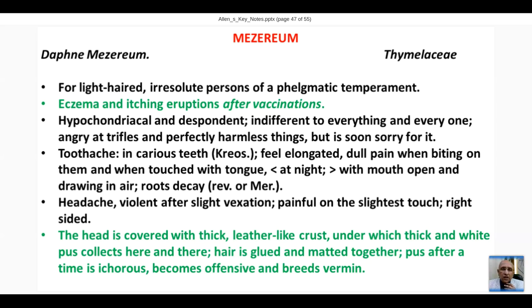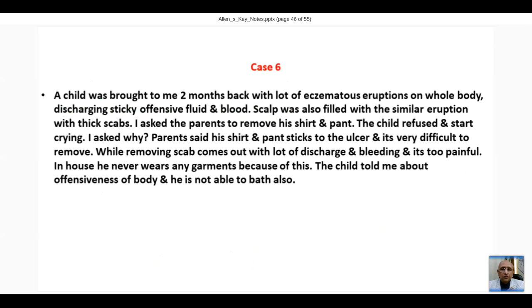We will go ahead with one more case that is very important, which taught me a lot regarding the... just a minute. We have learned that case.